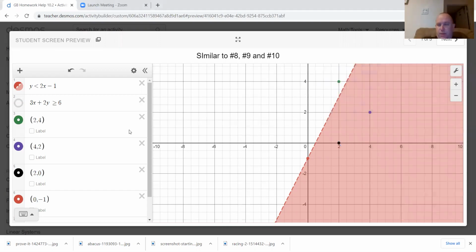If I just switch one off, notice this is the whole area for the first region, and then this is the whole region for the second one. So we're looking where they intersect. We're looking basically at this part here.